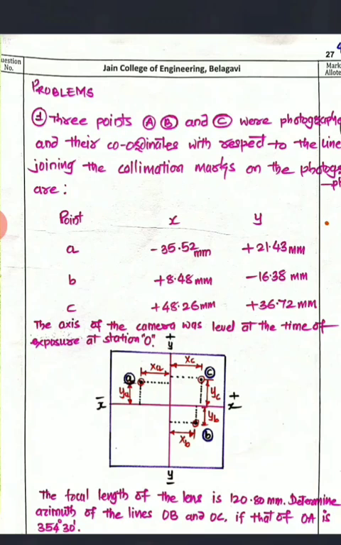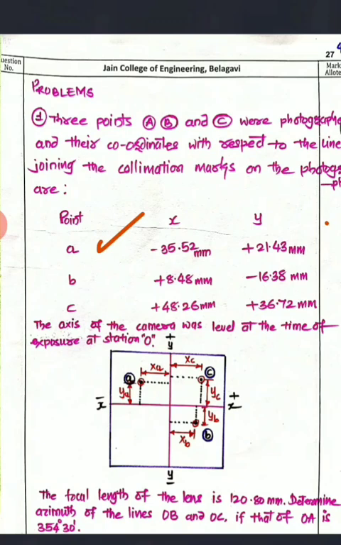Three points A, B, C, capital A, capital B, capital C were photographed, and their coordinates with respect to the lines joining the collimation marks, meaning the principal lines on the photograph, are given. They have given the points and they have given the coordinates, right? So here, see point A.